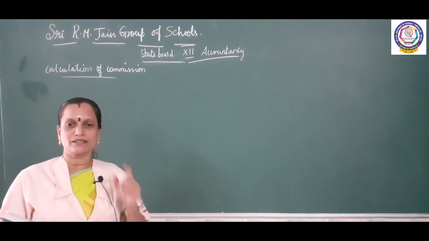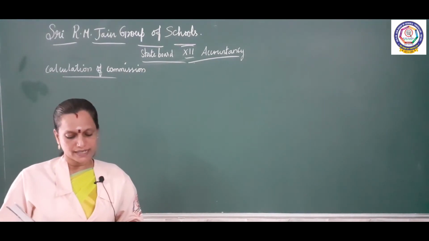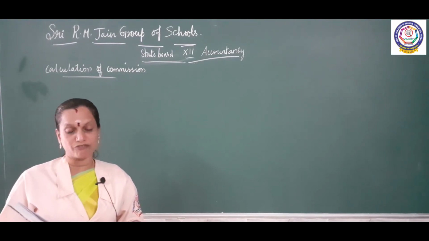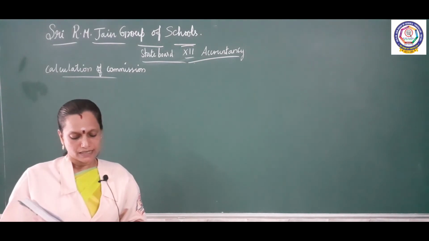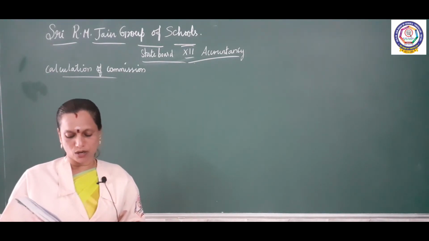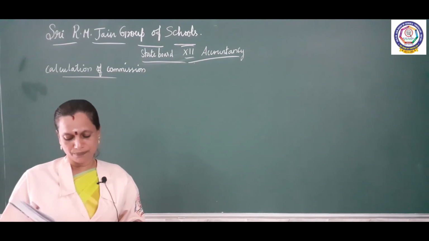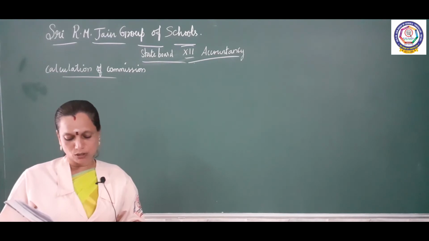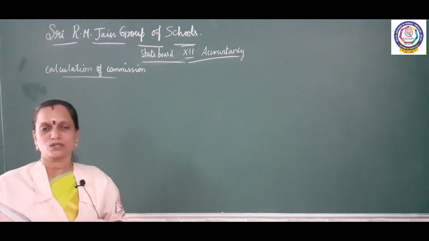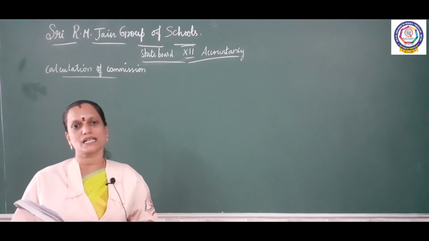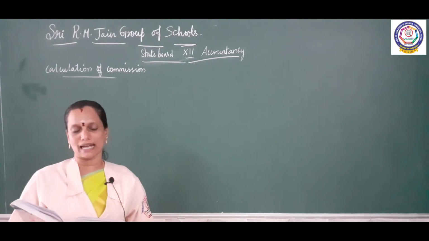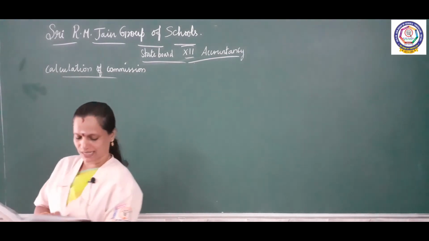See, now we are going to calculate the commission. Murali and Sethu are partners in a firm. Murali is to get a commission of 10% of net profit before charging any commission. Sethu is to get a commission of 10% on net profit after charging all commissions. Net profit for the year ended 31st March 2019 before charging any commission was 1,10,000. Find out the amount of commission due to Murali and Sethu. So in this sum they have given before charging commission and after charging commission. Both we have to calculate. So how to calculate, we will see.